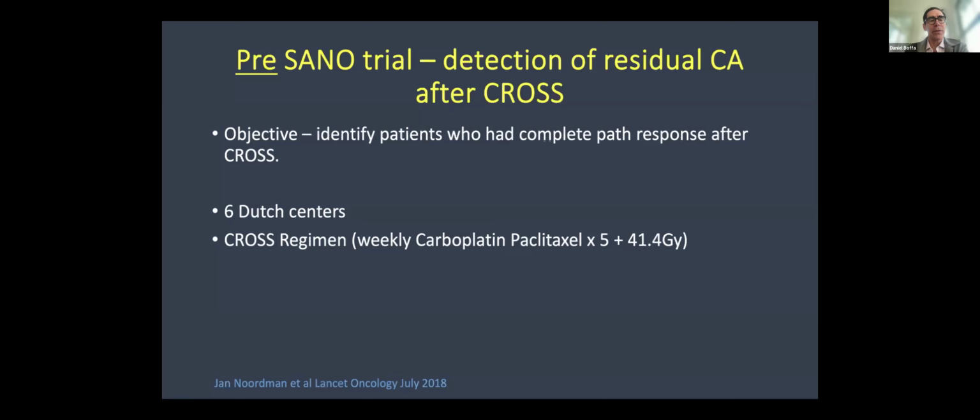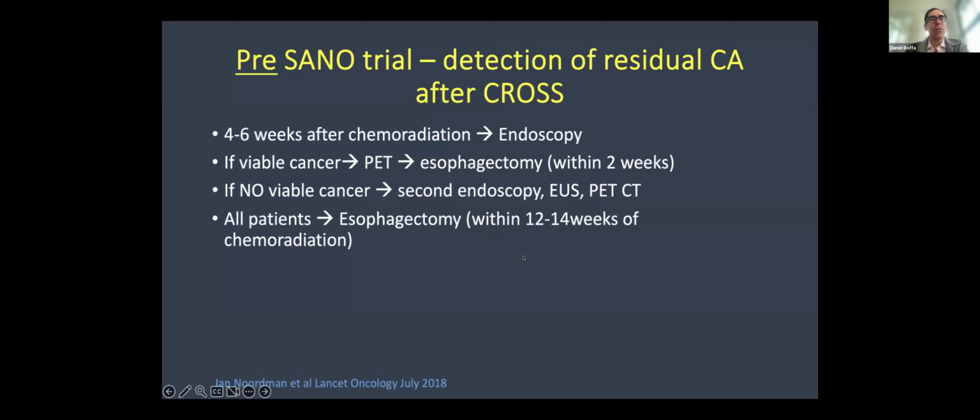This was done in the Netherlands. Again, it was after the cross regimen. The 4 to 6 weeks after the completion of the chemoradiation, they underwent an endoscopy. And if there was viable cancer, they did a PET scan and an esophagectomy right away. If they didn't see any viable cancer, they did a second endoscopy, an ultrasound, a PET scan, and then everybody got an esophagectomy after the second evaluation.